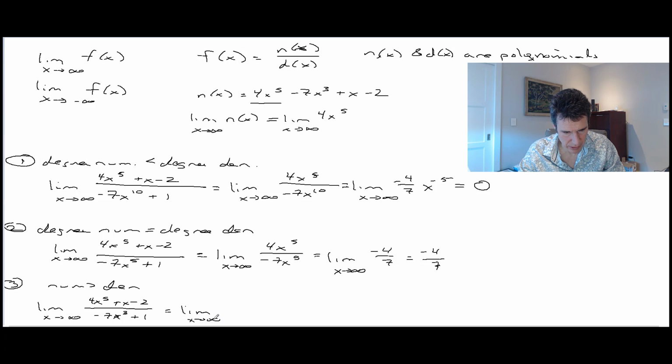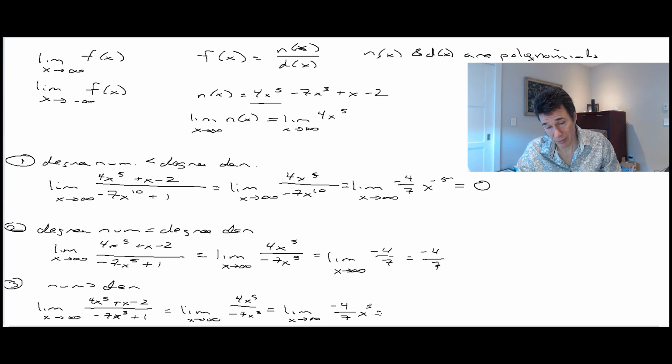The limit as x goes to infinity of 4x to the fifth divided by negative 7x cubed equals the limit as x goes to infinity of negative 4/7 x squared. Well, as x gets really big, x squared gets big even faster. So x squared goes to positive infinity. We've got a negative 4/7 here, so that's going to go to negative infinity. And this is where we need to think a little bit before we take our limit.